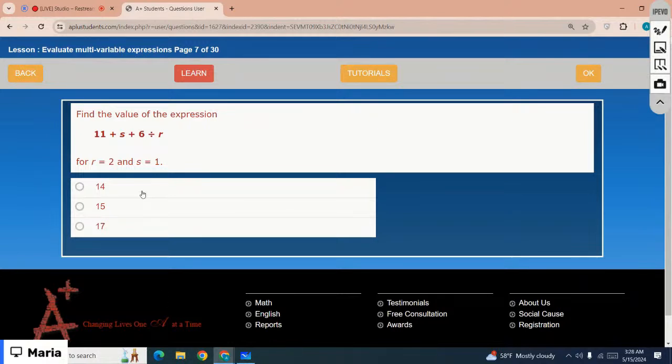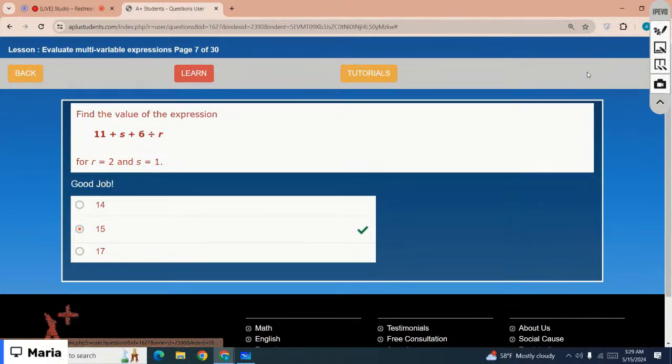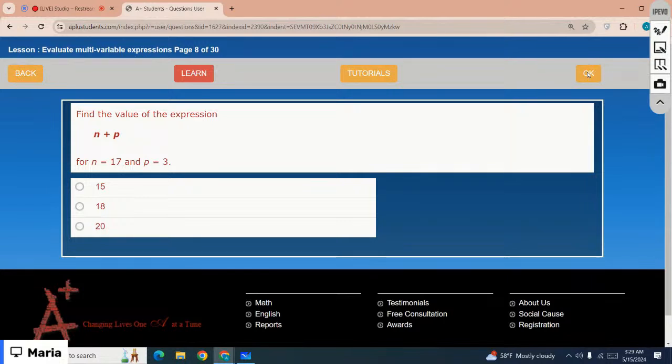15 it is. The correct option is 15 because 6 divided by r is 3. So 3 plus 1 is 4 and 4 plus 11 is 15. The correct option is 15. Okay, find the value of the expression n plus p. So which is the correct option?